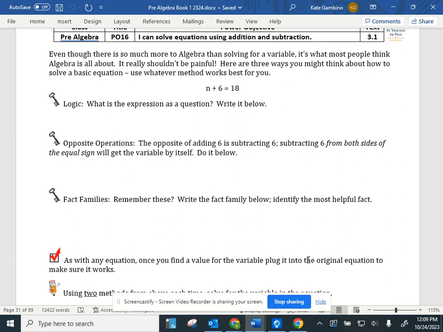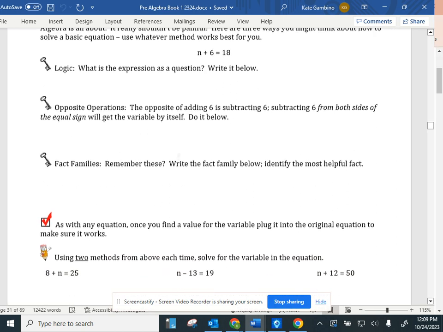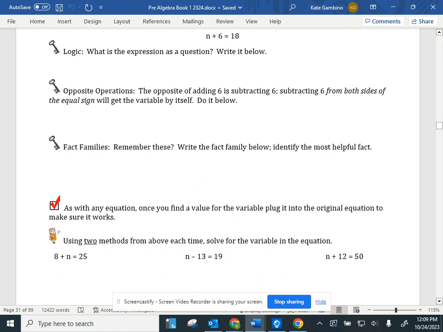So the first way, we're going to look at our problem, n plus 6 equals 18. First thing, we're going to use logic. What is the expression as a question? So if we were to put n plus 6 equals 18 as a question, we would put, what number plus 6 is 18? So that's using the logic. What number plus 6 would equal 18?